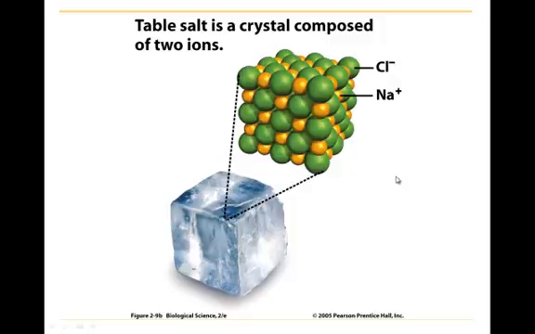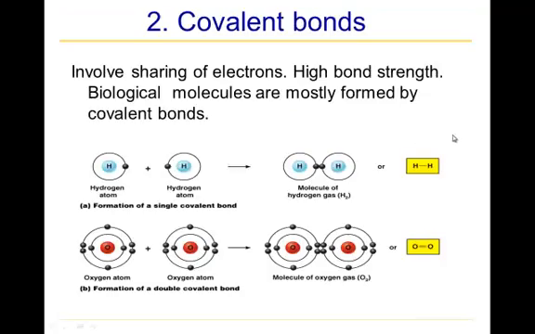So let's look at a second type of bond, covalent bonds. And once again, there's a lot of information in the name of the bond. Covalent means co means together or shared, and valent refers to valence. So shared valence bonds. Covalent bonds are bonds that involve the sharing of electrons. And covalent bonds are bonds that have high bond strength. And these are the types of bonds, covalent bonds, that biological molecules are primarily formed by.